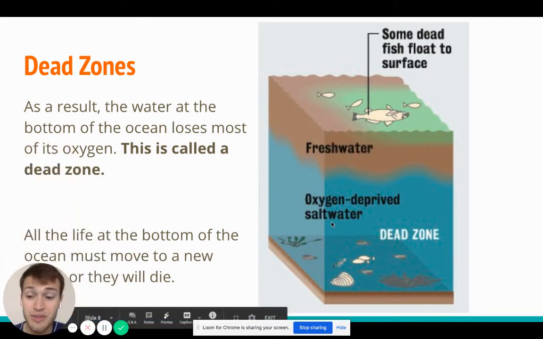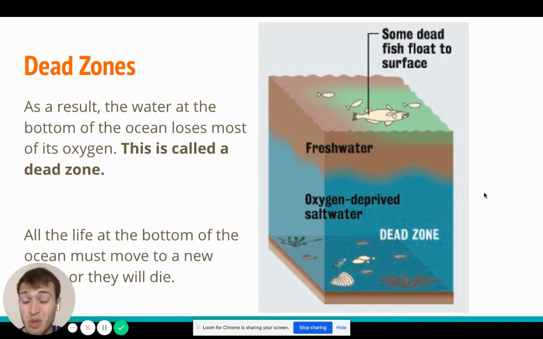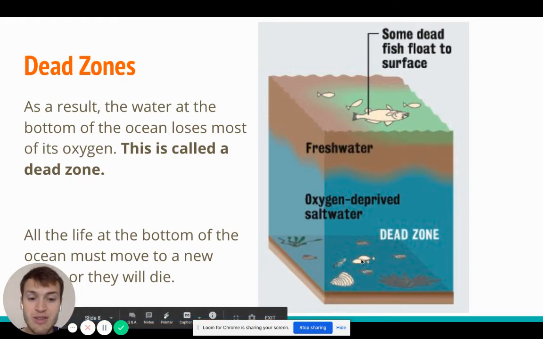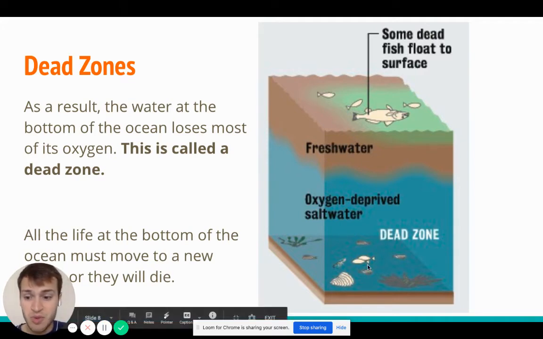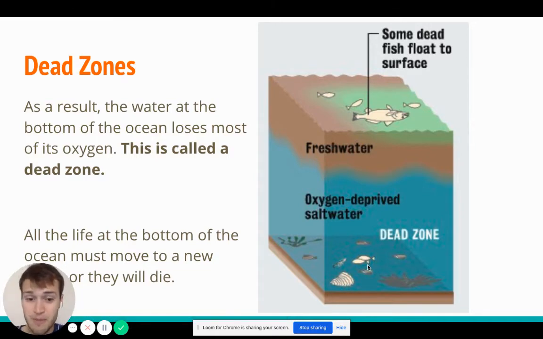So, the fish that are fast enough or that can move, they'll move to a new place. But for things that swim slowly, like these fish, or these plants or these shellfish, they can't move. And so when a dead zone happens, they just die. They can't go anywhere. So dead zones are capable of totally destroying an ecosystem very quickly too.